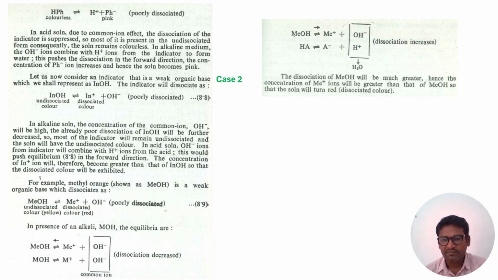So in case 1, we have taken a weak organic acid. In case 2, we have taken a weak organic base. For the former case, we took phenolphthalein as an example, and in the latter case, we took methyl orange as an example.